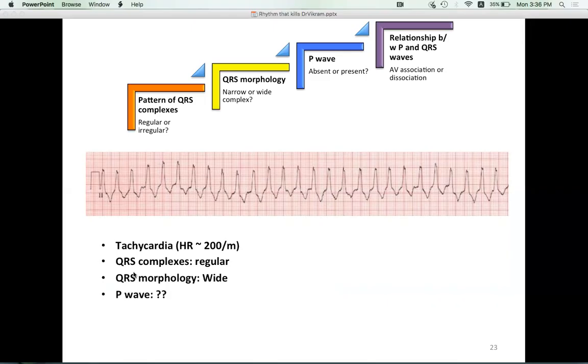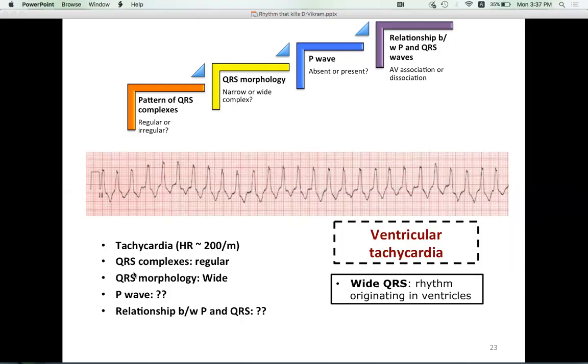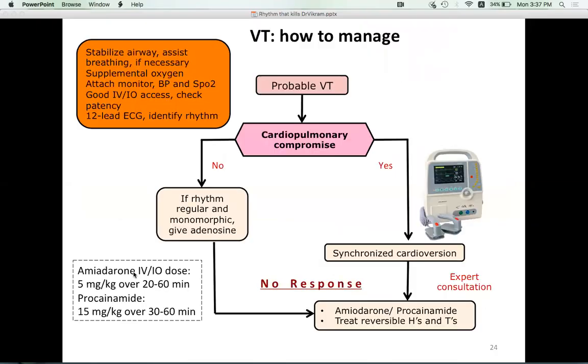P wave, we again cannot make out P wave. So there is no question of a relationship between P and QRS complexes. So this sort of rhythm is suggestive of ventricular tachycardia. So remember, there is only one differential diagnosis of a wide QRS complex tachycardia, that is VTAC or ventricular tachycardia.